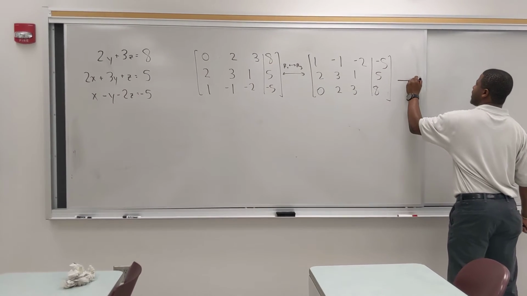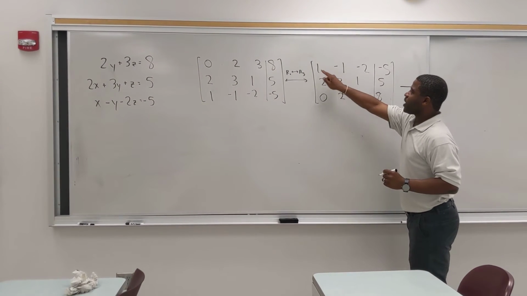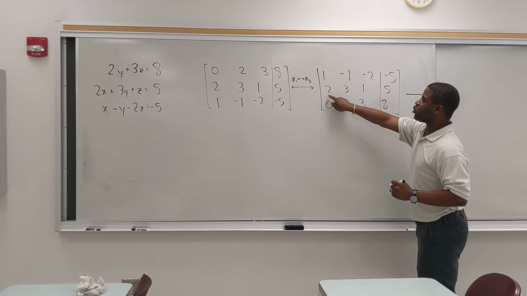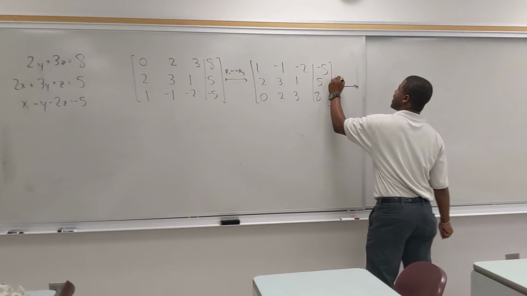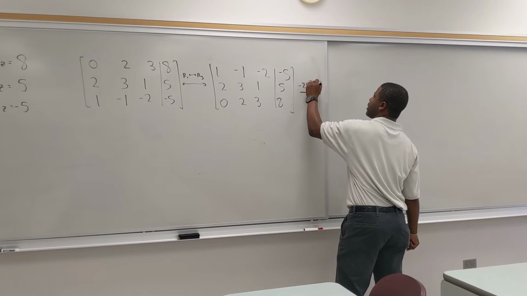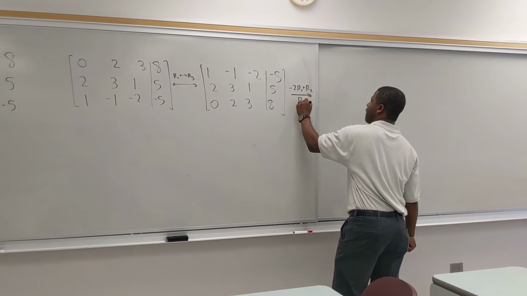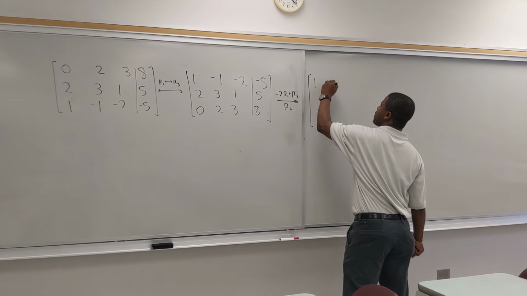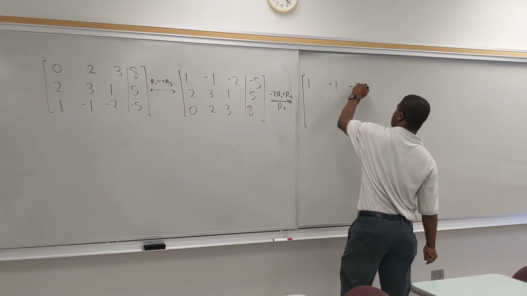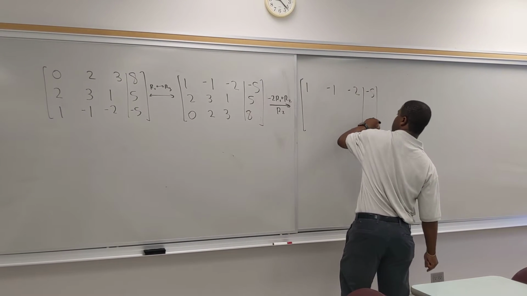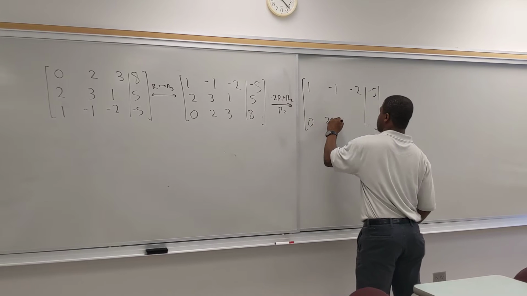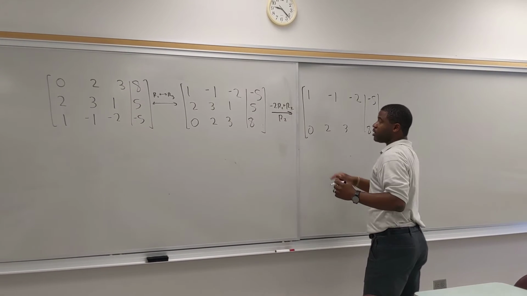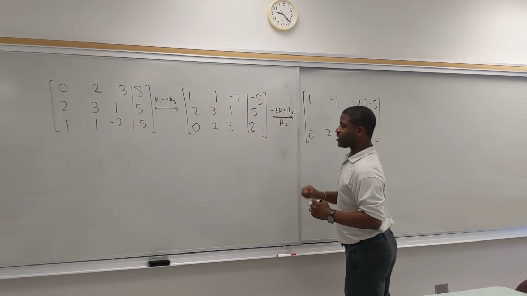So we're going to our next step. We have a +1 and a 2. We want this a 0. We want to say -2 row 1 plus row 2 to give us a new row 2. All right? Because we're only affecting row 2.